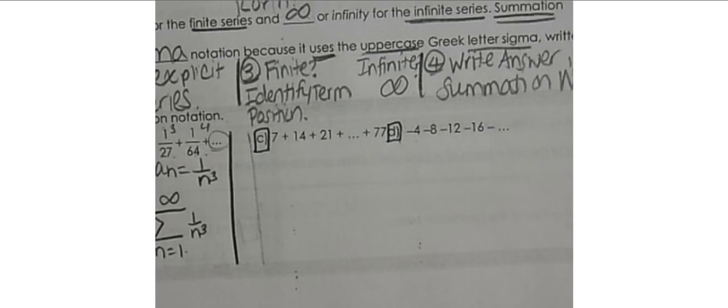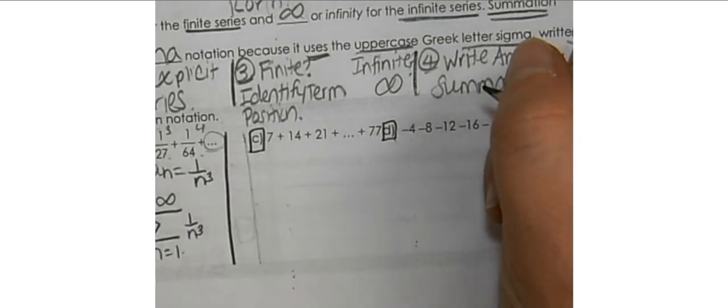All right, let's go ahead and see how well you did. So the first thing you need to do is decide, is this arithmetic, geometric, or neither? So to go from 7 to 14 and 14 to 21, we're adding 7 each time. That tells me right away that this is going to be arithmetic. So my common difference in this case is going to be 7.